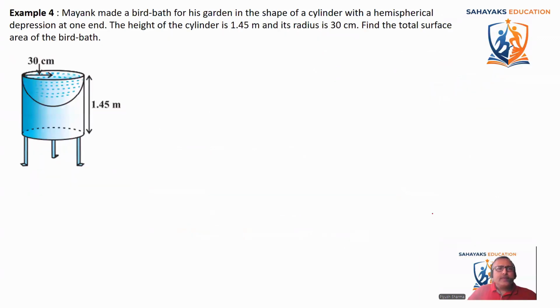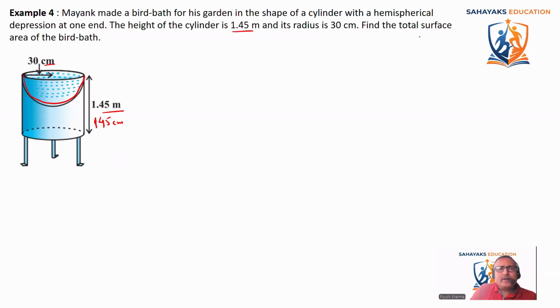What does this question say? It says, Mayank made a bird bath for his garden in the shape of a cylinder. Okay, it's a bird bath with a hemispherical depression at one end. So this is the hemispherical depression at one end. The height of the cylinder is 1.45 meter. So see, this is in centimeter and this is in meter. So let's convert it into centimeter itself. So I write it as 145 centimeter. Okay, we should take the units in the same metric. We cannot take different metrics for computation. By now you're in 10th standard, you must be understanding this. And the radius is this much.